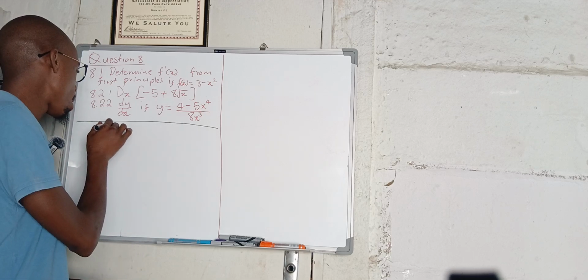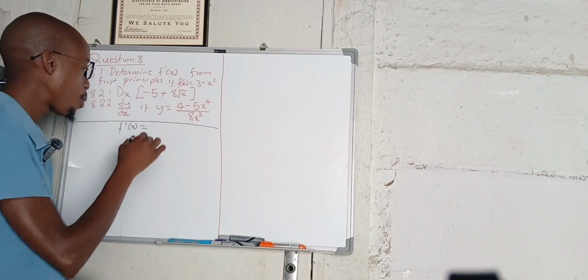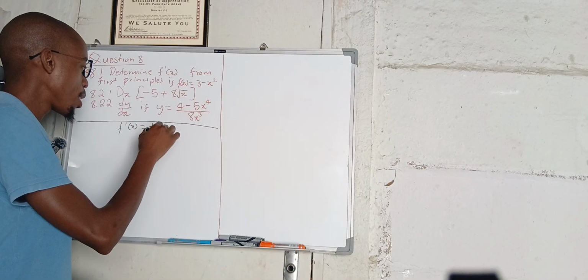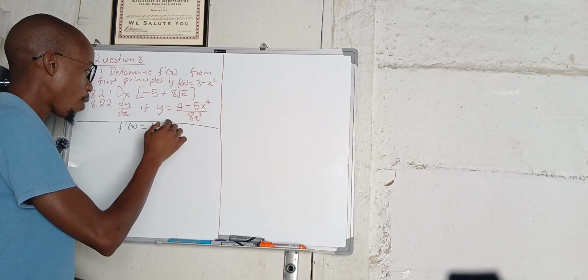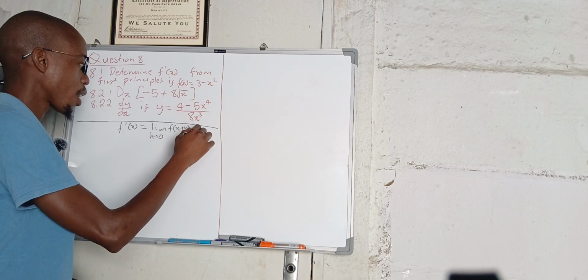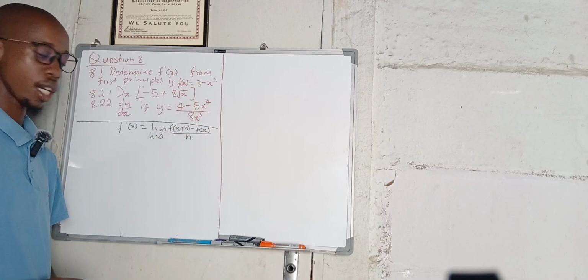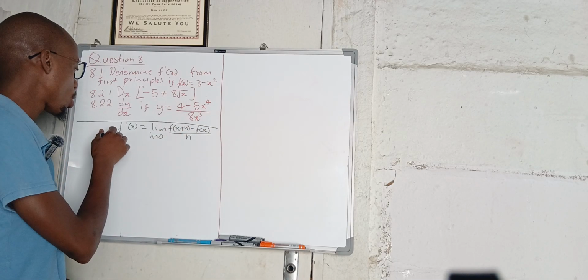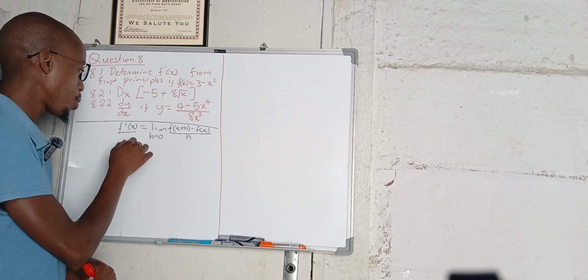We should remember the formula for f prime of x from first principles. It says limit as h approaches 0 of f of x plus h minus f of x, all over h. Now, we are asked to find this particular question. Now, let's try to solve it.